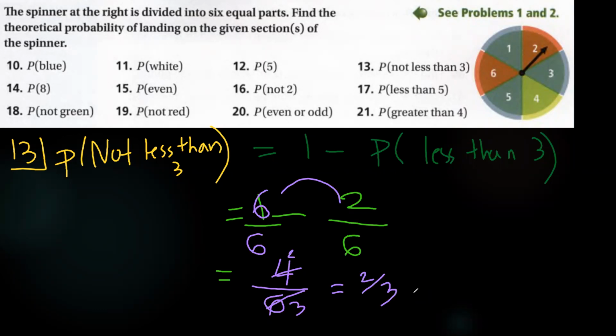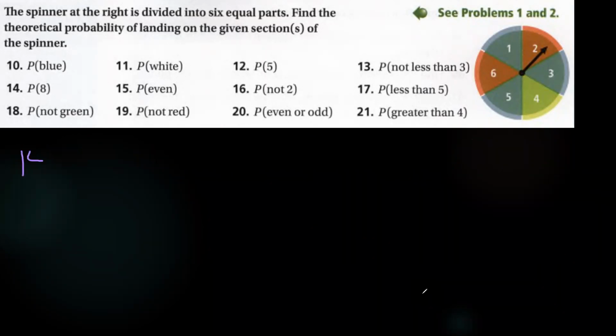This is here for number 13. Is it clear? Yes, miss. Clear. Now, number 14. Probability of choosing number 8. Impossible. 0/6. Bravo. 0.